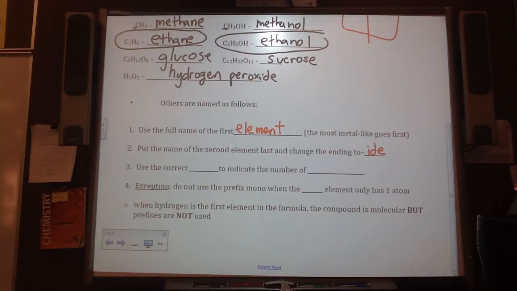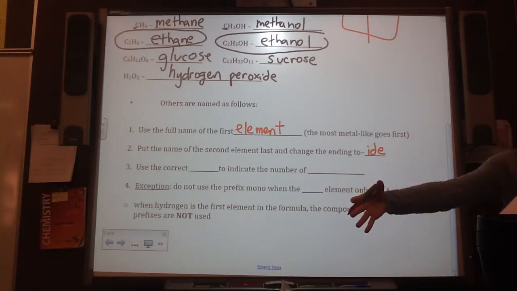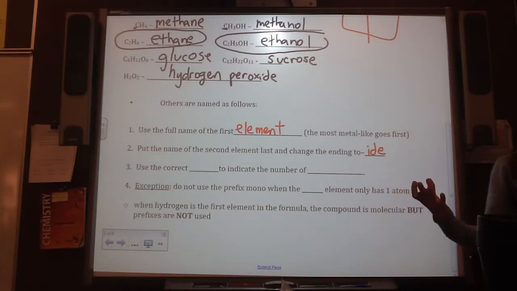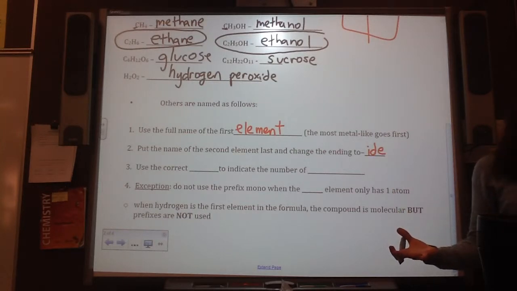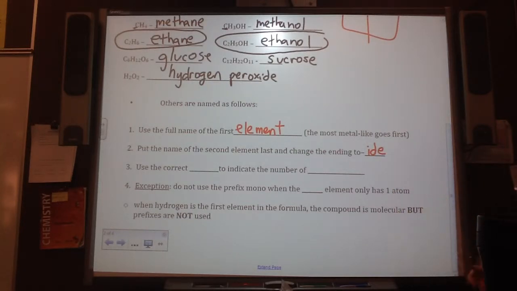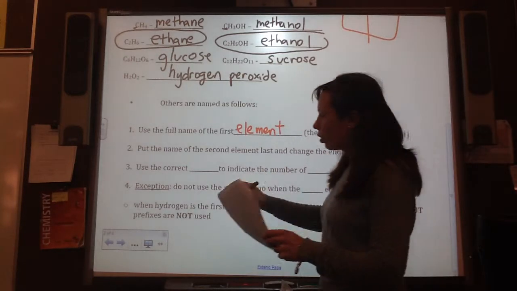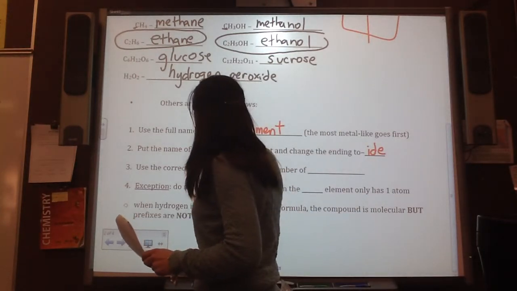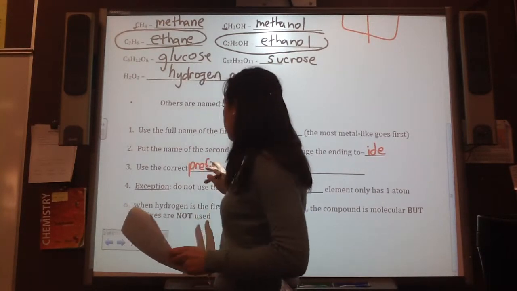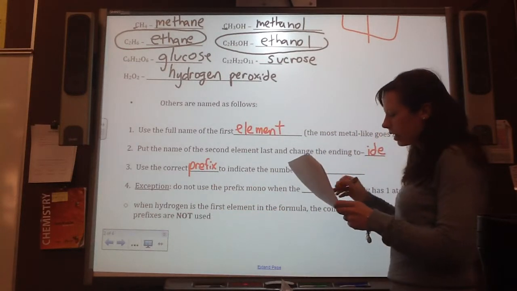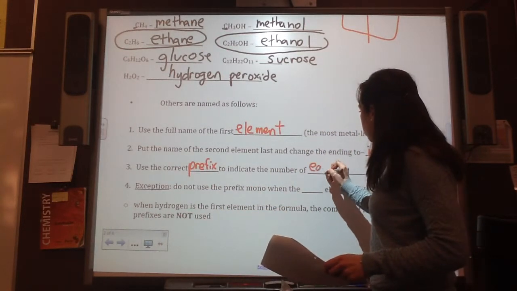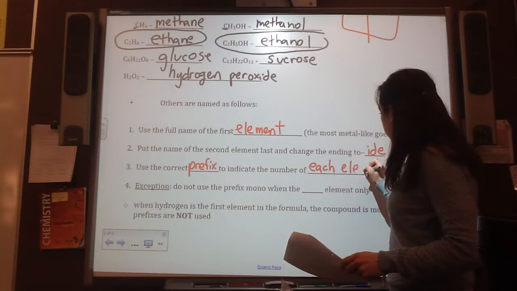So that's why, Carson, you knew what carbon monoxide was. That follows the rules, but that's such a well, not common, but we know so much about carbon monoxide that we know how to name it, right? Use the correct prefix, and I'll tell you what those are in a minute, to indicate the number of each element.